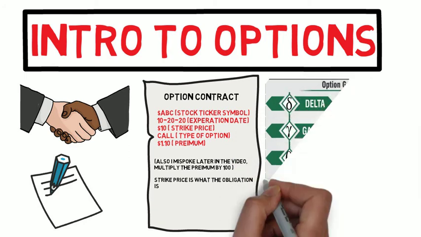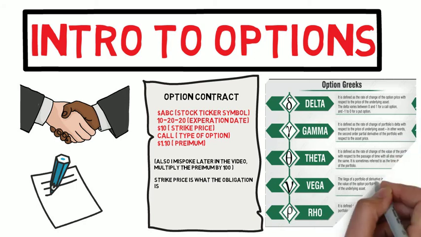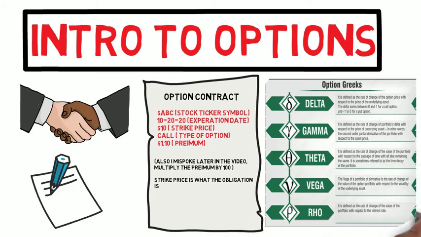The main things that you need to know about a contract are the Greeks. For example, delta measures the sensitivity of the stock, gamma measures the rate of change of delta, vega measures implied volatility, and theta represents time decay.